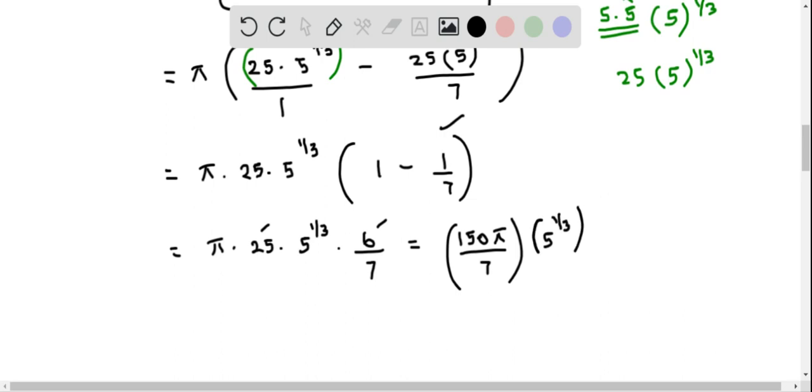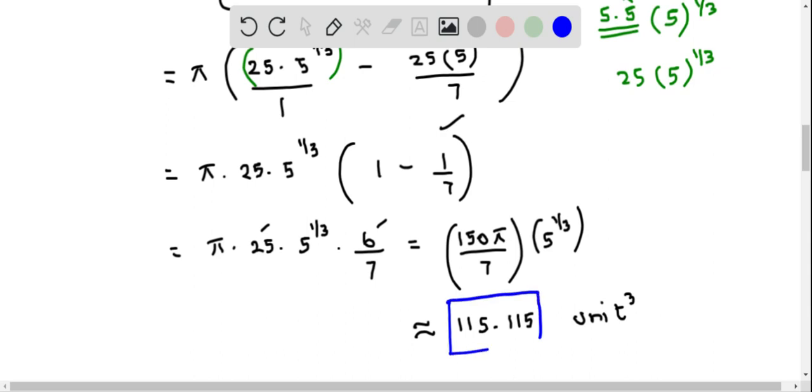Or else we can also give this in terms of decimal approximation, and this one is approximately 115.115. The unit is unit cube. And so this is the volume of the solid obtained by revolving the region about the x-axis.